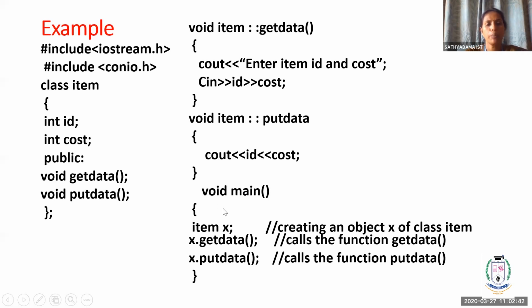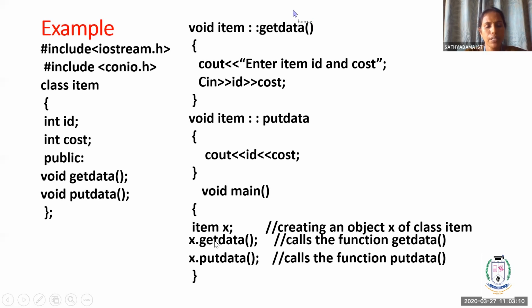Now you start the main program. Inside the main program, you first create an object of your class. The class name is item, so the item and the respective object is generated. Using this object, you can call the function getData.